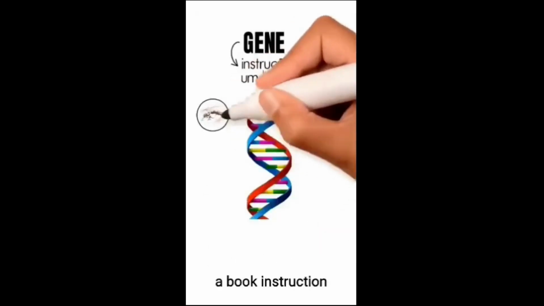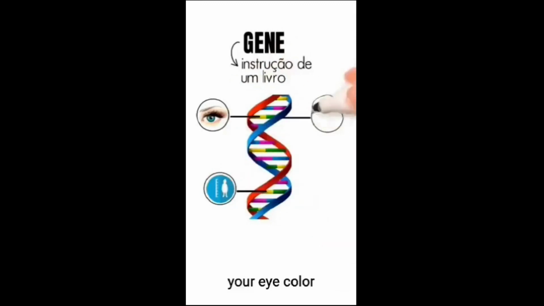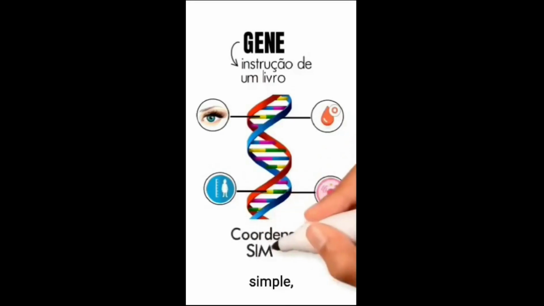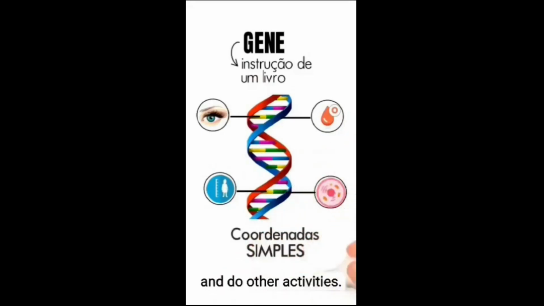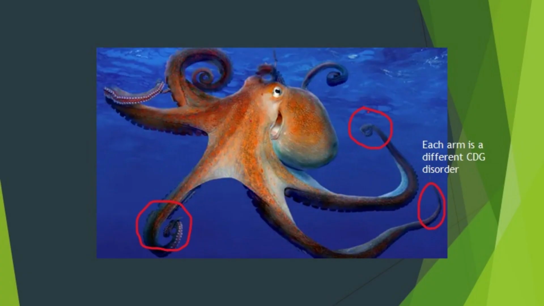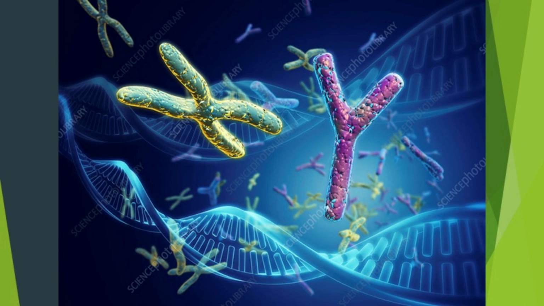Every gene is like a book of instructions. Genes determine your eye color, your height, your blood type, and how your cells work. Genes provide theoretically simple instructions so that you can walk, talk, and perform other activities. CDG are caused by a change in these genes, which is like an instruction written down wrong. Because of that, the body cannot read the encoded message correctly, which leads to health problems.